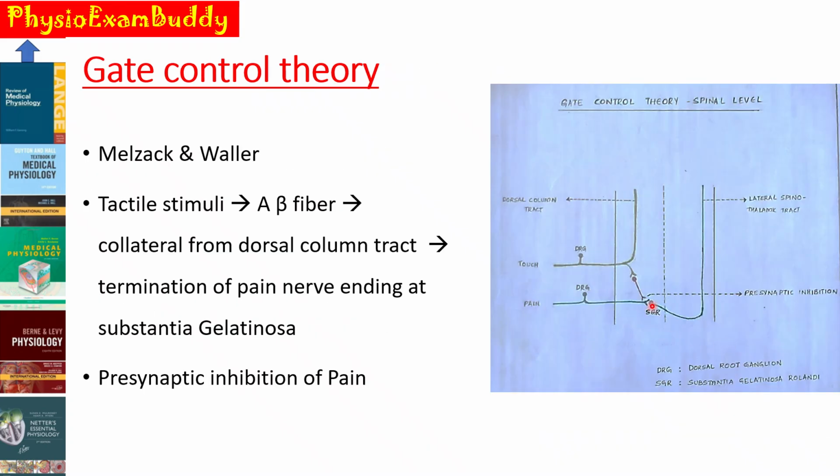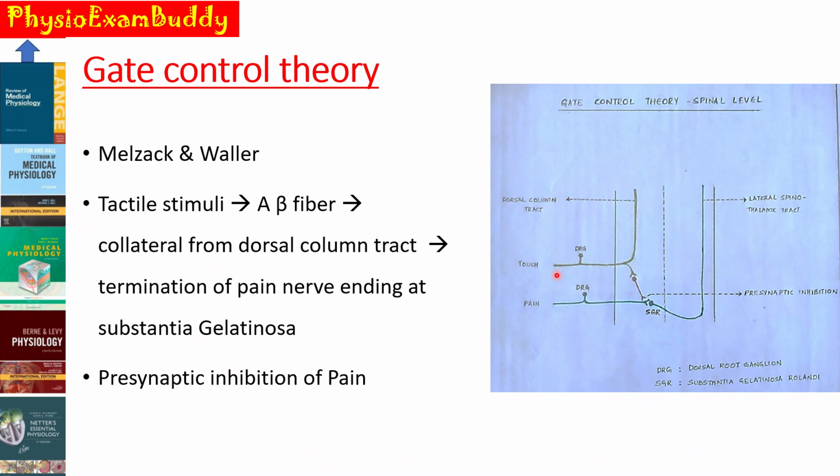Next is the gate control theory. This theory was put forward by scientists named Melzack as well as Wall. So what is this gate control theory? It mainly involves the modulation of pain at the spinal level, whereas the descending analgesic system is the modulation of pain occurring at the supraspinal level.